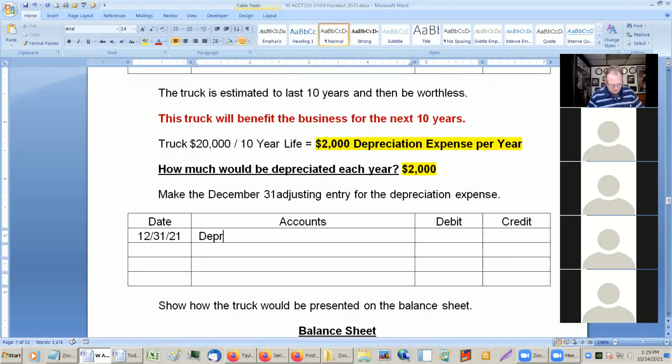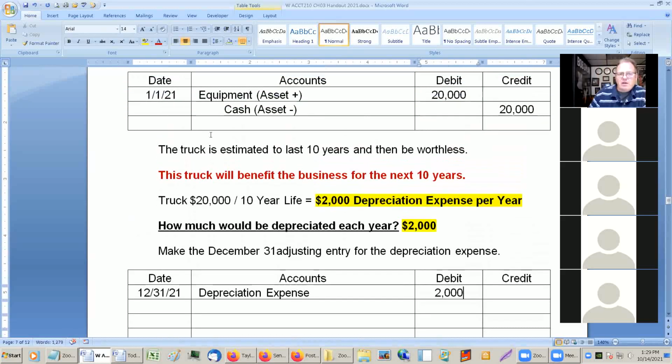Depreciation expense. Now, you're probably thinking, well, okay, we have this equipment account. We should take some out of it, right? This equipment account is 20,000, but we're saying it's worth $2,000 less. So we've used 2,000, we write this account down. Actually, you don't. This is where that wacky accumulated depreciation account comes in.